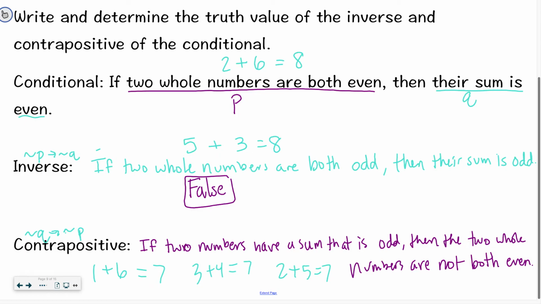So let's look at the contrapositive. First we start with the statement Q, and then we go to the statement P. And remember, both statements are negated. Okay. So our new contrapositive statement would be, if two numbers have a sum that is odd, then the two whole numbers are not both even. Okay. So a couple examples of that. I'm looking for a sum of 7. Okay, so that meets the hypothesis, right? A sum that is odd, 7 is odd. Then the two whole numbers are not both even. So if I do 1 plus 6, I have 1 odd, 1 even. 3 plus 4, 1 odd, 1 even. 2 plus 5, 1 even, 1 odd. So there we go. That would be true.